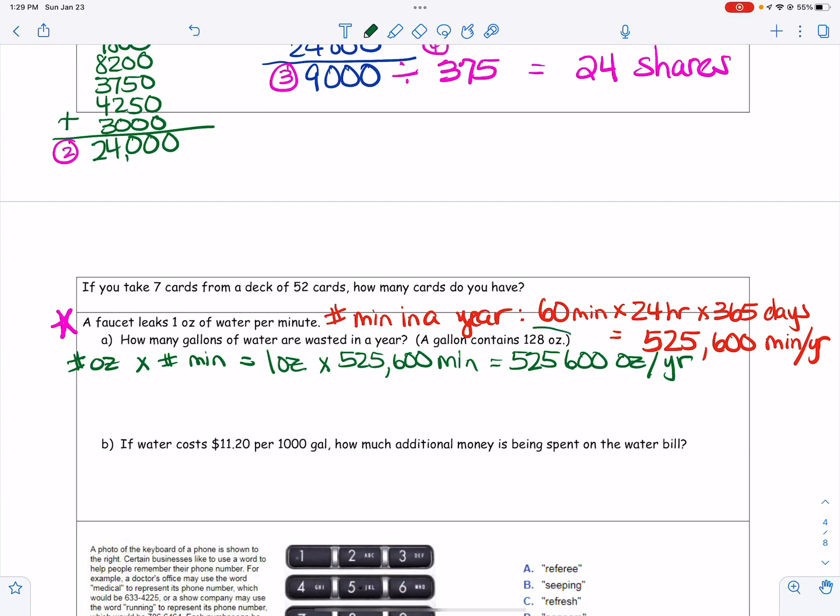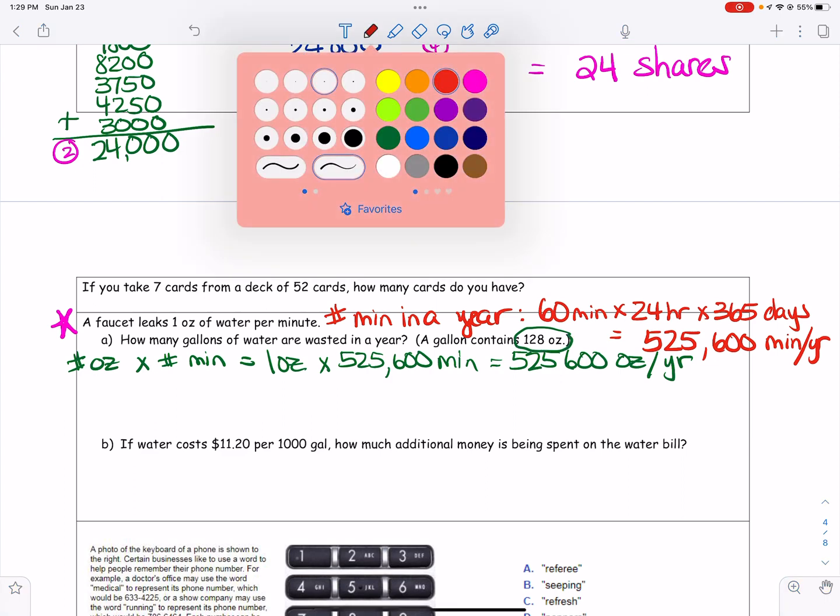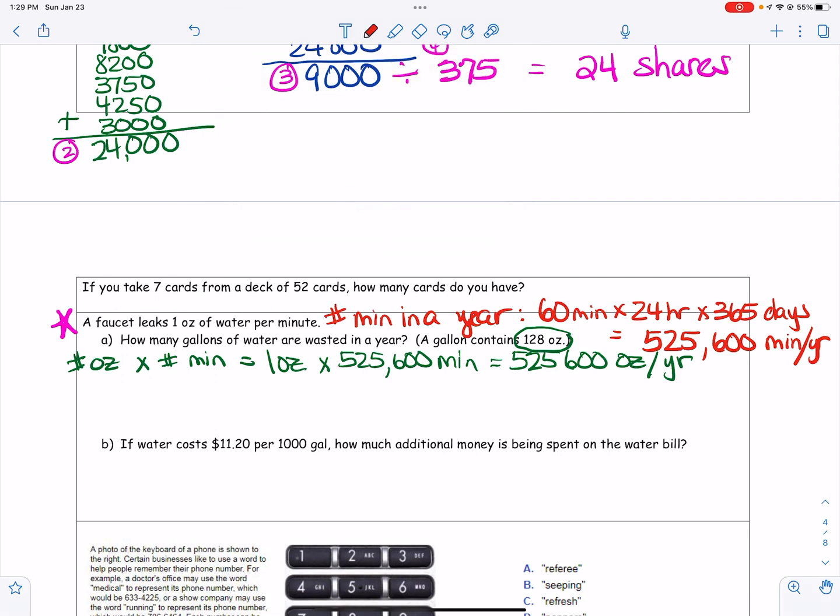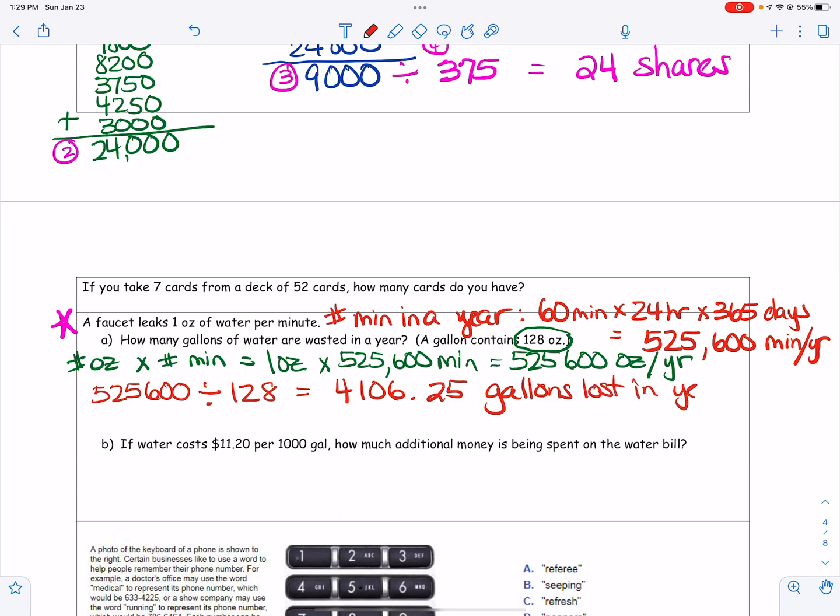So they tell you that there's 128 ounces in a gallon. So you are going to take the number of ounces lost, 525,600, and divide it by 128. And so when I do that, I will get 4,106.25 gallons lost or wasted in a year. And that's the first part of my answer.